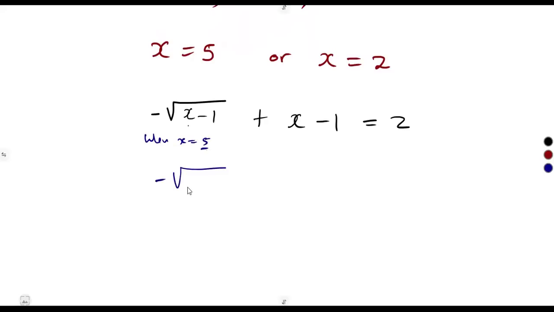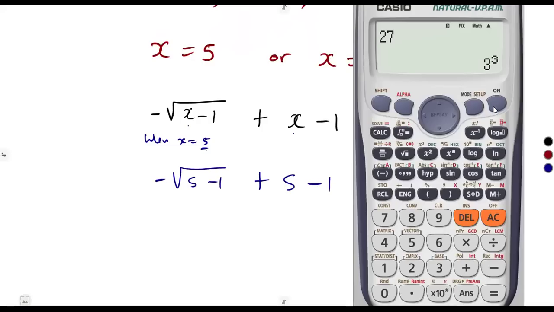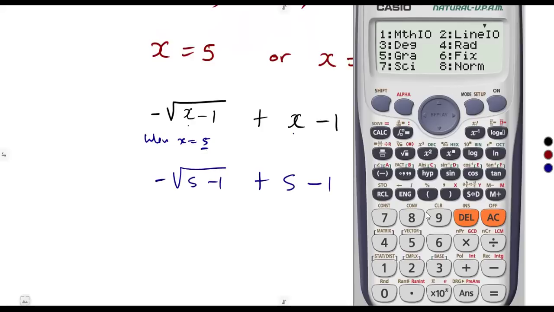So it's minus the square root of 5 minus 1 plus, in place of x, we put a 5. So this is 5 minus 1. As you have it on your calculator, this is the way that you present it. So bring back your calculator to the normal mode. So it's minus the square root of what? 5 minus 1. Sorry, that's a plus there. So you're going to have plus 5 minus 1.